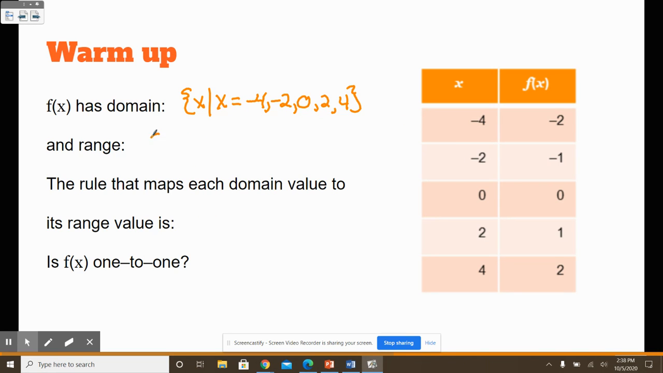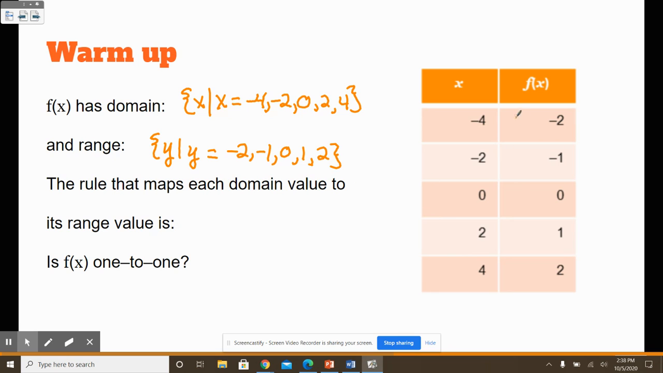When we figure out what the range is, that's what the f of x values are, or the y values. Set of all y such that y equals, what do we have here? -2, -1, 0, 1, and 2. This is definitely a function. There is function notation for starters, but if you look here, none of those x's repeat.